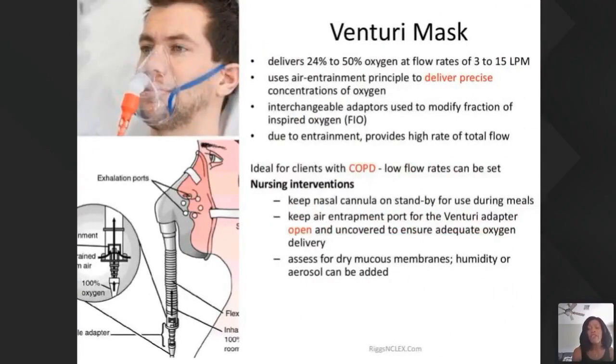Venturi mask. With the Venturi, 50% oxygen up to 15 liters per minute. This one uses what we call an air entrainment principle to deliver the exact amount of oxygen you want. This is also good for your COPD client. You could keep it on a low flow rate for your COPD client. Again, you would need to remove this when it's time to eat and put on a nasal cannula, because obviously you cannot eat with this one. But this one you can give the precise amount of oxygen that you want.